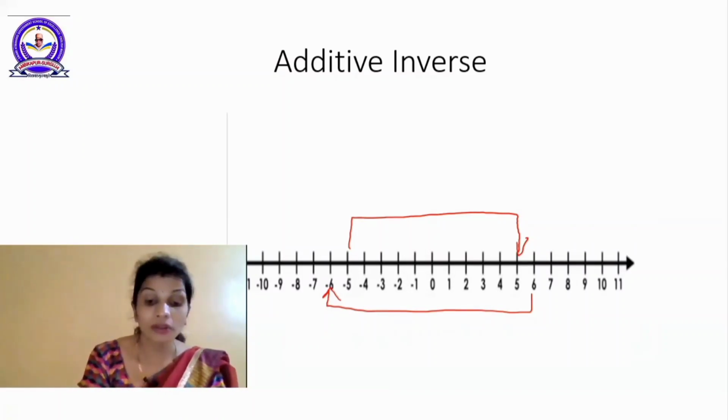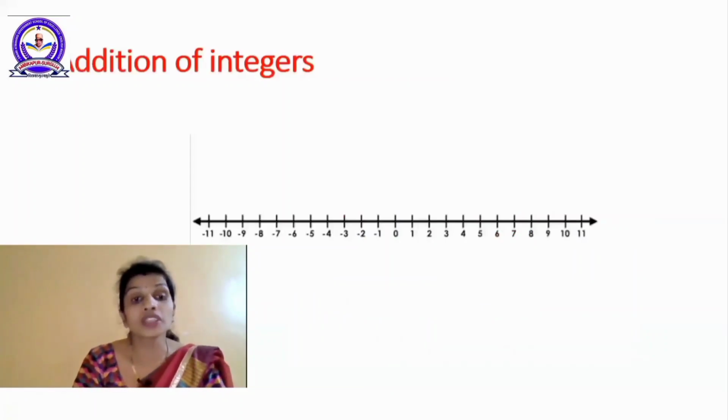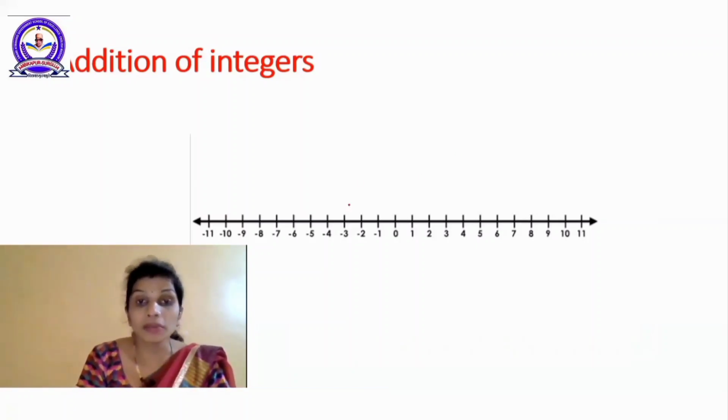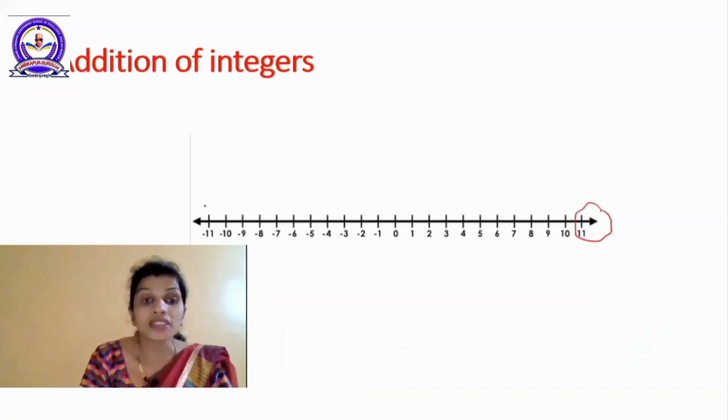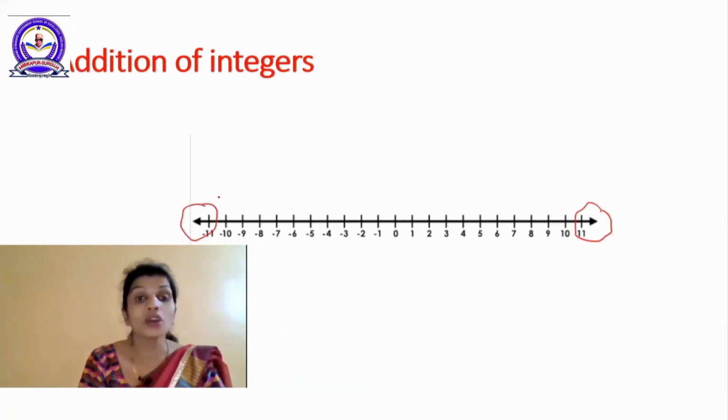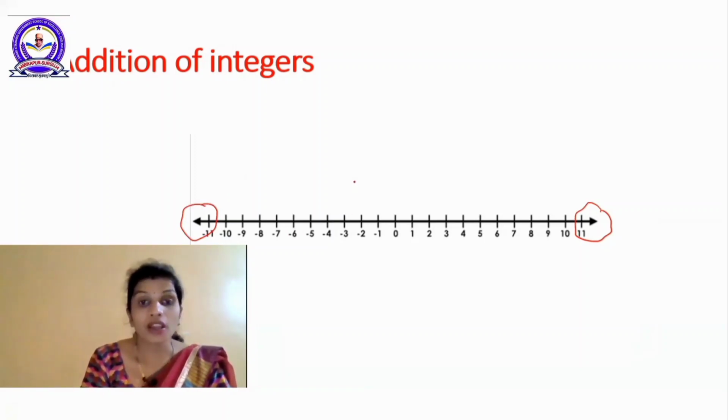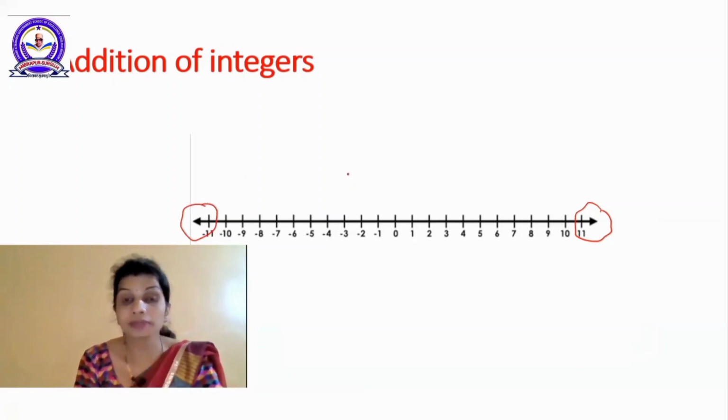Now let us do some operations on integers. First, we are going to do addition. Now see, I have drawn a number line, and here all the numbers are equally distributed. You can see the two arrows. It means this number line can be extended on both sides.